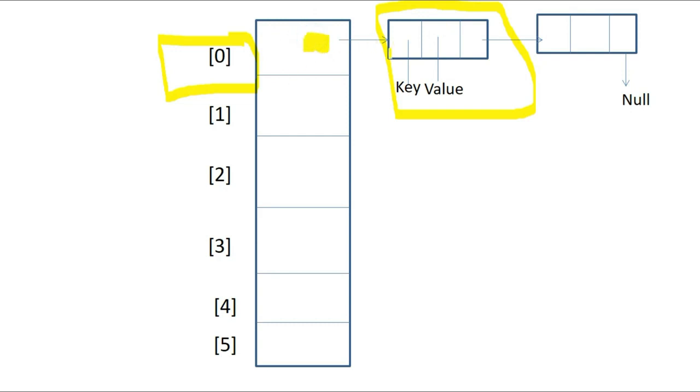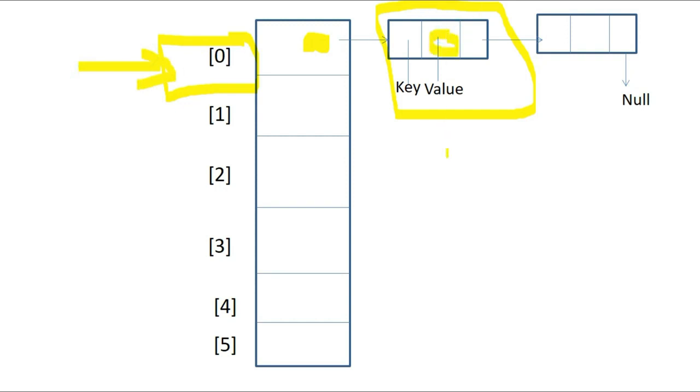Now, if I want to get it, it will again pass the key to the hash code function. It will give me the bucket number. I will land at this particular location and fetch the value from here.